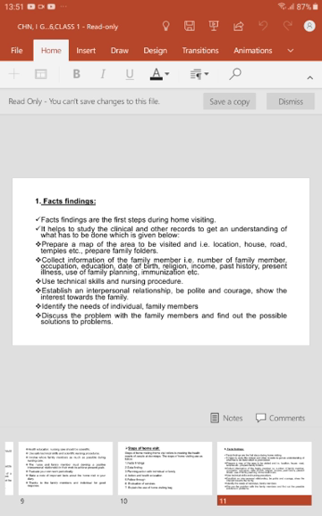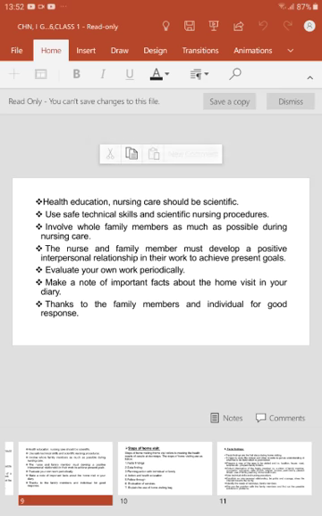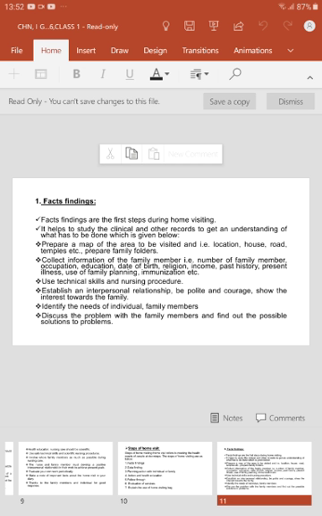Then the next one is to collect the information about the family members and the number of families. So what are the things we will be collecting in the information about the family members? How many members are there in the family, whether they have an occupation, what about the education, the date of birth of each individual, religion, income, past history, present history, and the use of family planning and the immunization. Okay, these are the things we will be collecting in the family member details.